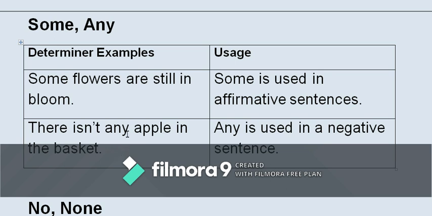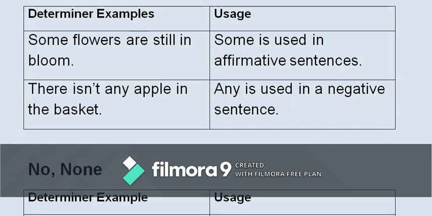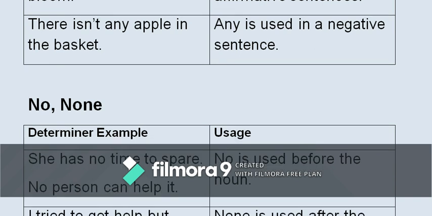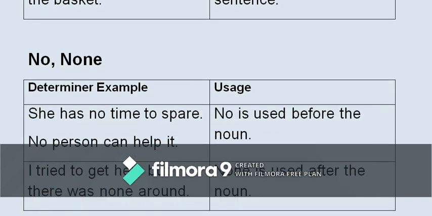I have already mentioned that any is used in the negative connotation. That means not is present in the sentence. Any is used in a negative sentence. Proceeding further, we have words like no and none. The word none means no one. Let us see the examples.